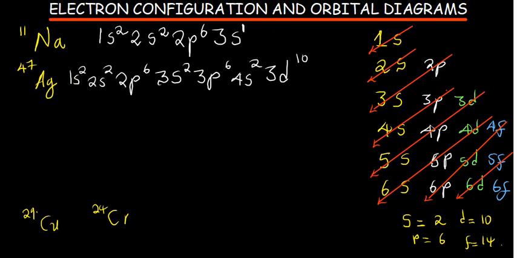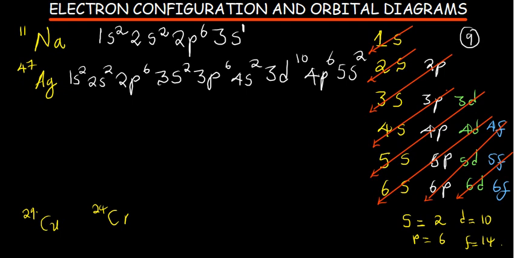So from the 3d, what are we supposed to fill? That will be 4p with 6 electrons. From 17 we have removed 6, we are remaining with 11. And then from the 4p, what are we supposed to fill? 5s, that is with 2 electrons, so we are remaining with 9 electrons.